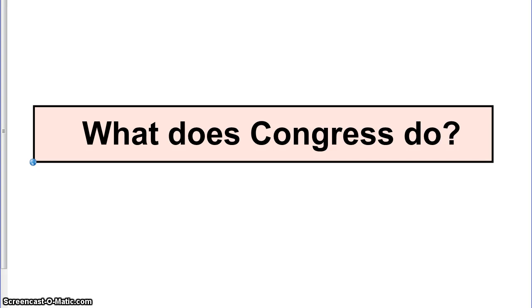Today, we're looking at what Congress does and what the differences are between the two chambers of Congress, the House and the Senate. To complete this, you're going to want to fill out the sheet on the Moodle. So make sure you take the differences of the legislative branch sheet and fill it out as we go along this online lecture. So let's get started here.